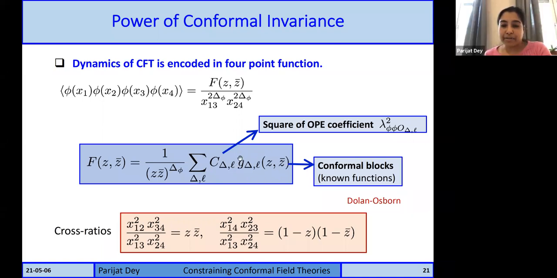So these functions, delta L, are known as the conformal blocks. So these are known functions in the sense that they satisfy a Casimir differential equation, and they can be computed by solving this differential equation. So this was done by Dolan and Osborne. But the closed form expression of this conformal block is not known in any dimension. Only the integral representation is known in any dimension.